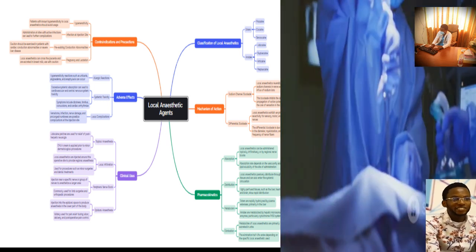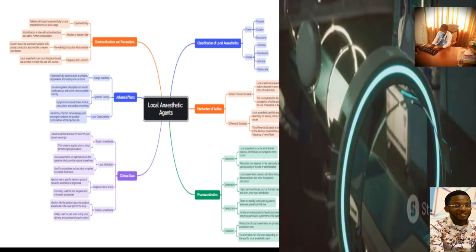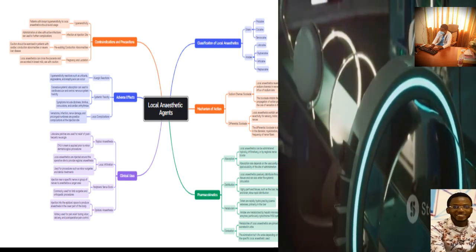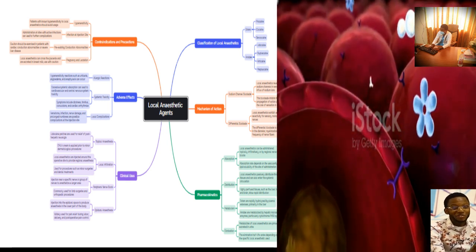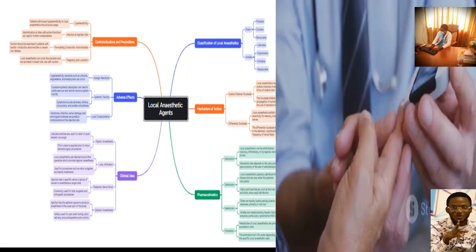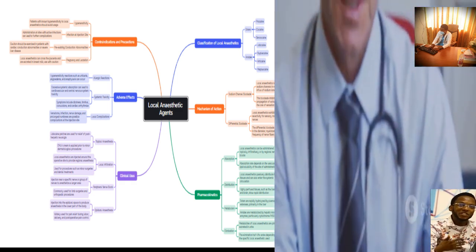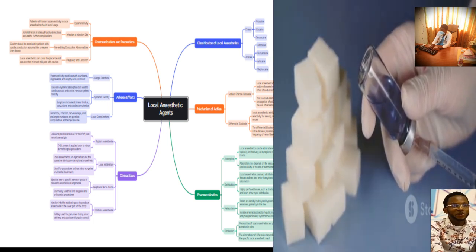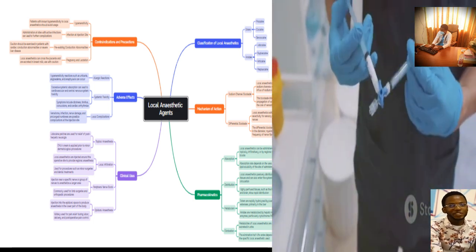To minimize the risk of toxicity, always aspirate before injecting to prevent inadvertent intravascular administration. Avoid injecting large volumes at once, especially in highly vascular areas. Toxicity symptoms may include early symptoms: perioral tingling, tinnitus, lightheadedness. Neurological symptoms: visual disturbances, slurred speech, seizures, and altered consciousness. Cardiovascular symptoms: hypotension, cardiac arrhythmias, and potentially cardiac arrest.